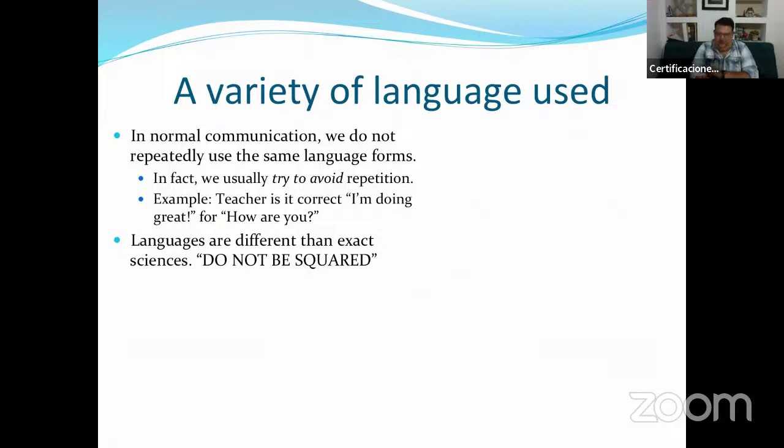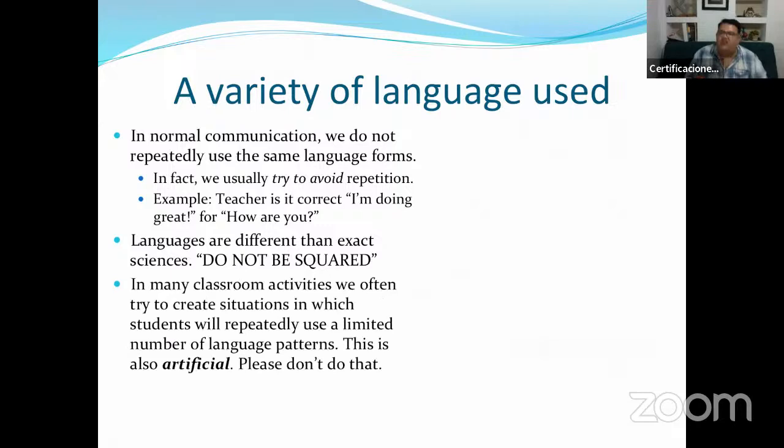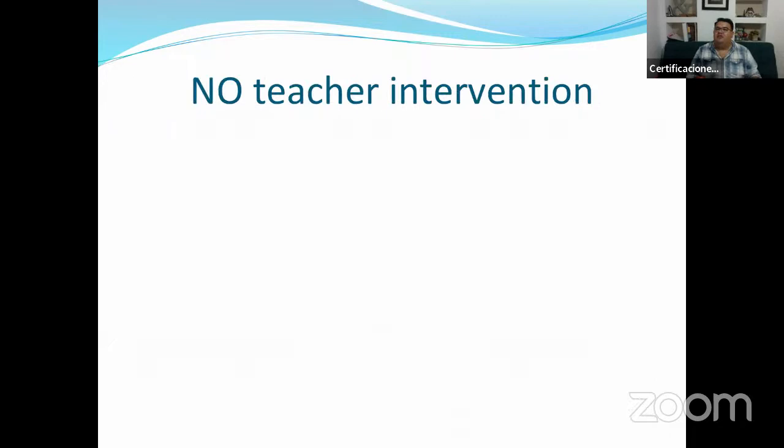All right. Continue reading, Christina. In many classroom activities, we often try to create a situation in which students will repeatedly use a limited number of language patterns. This is also artificial. Please don't do that. If you have a list of sentences, a list of words, and you only have those, that's not correct. Use authentic language, okay? Very important.